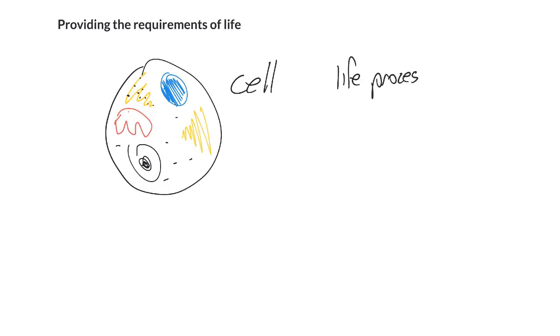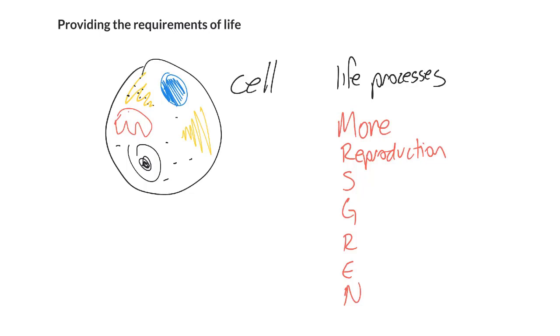Well, there's 7 of them, and we can use the acronym Mrs. Gren to help us remember them. Mrs. Gren. Each one of these are life processes that living things are capable of doing. The first one is move. All living things are capable of moving. The next one is reproduction. Of course, all living things are able to reproduce.